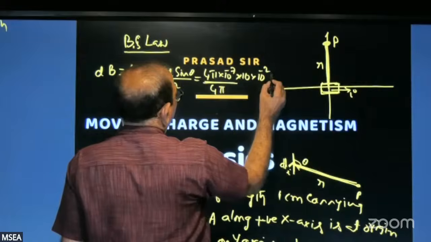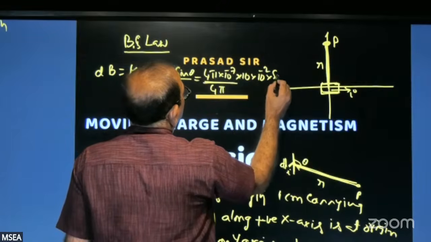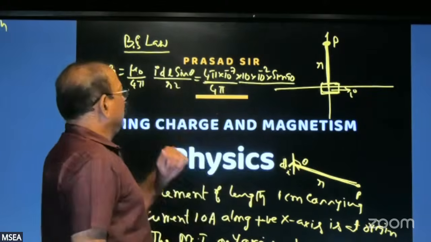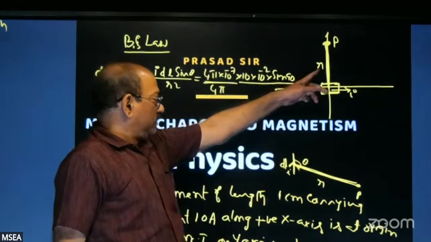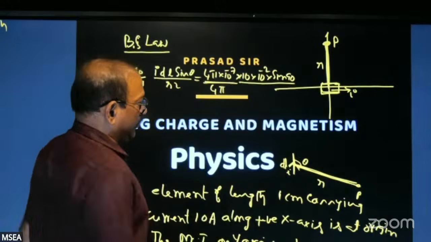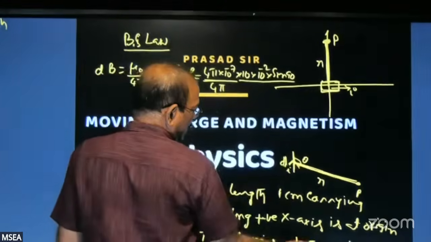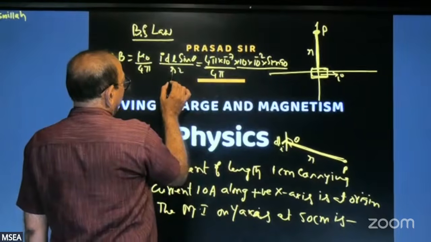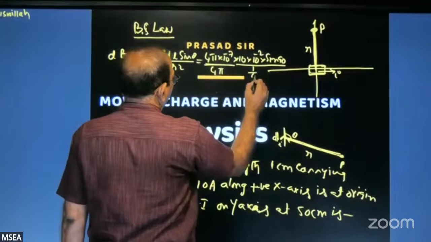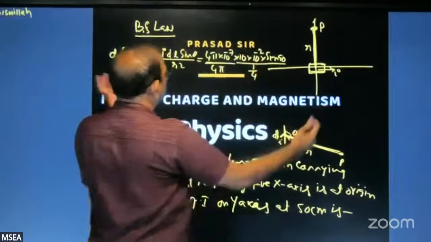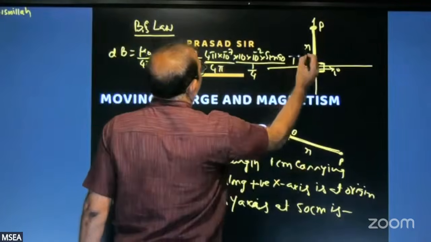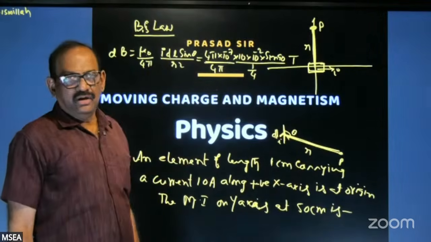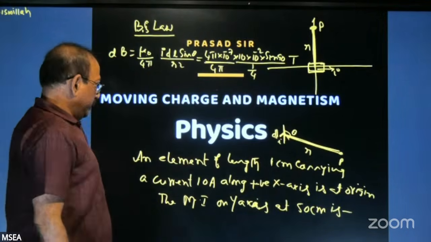Sin 90. So here I have to substitute 90 degrees, and R, this distance given as 50 centimeter. 50 centimeter means half meter now. Half, 1 by 2 meter, 1 by 2 square, 1 by 4. 4 goes up. This gives so many Tesla. Like this, you need to apply Biot-Savart law. Okay?